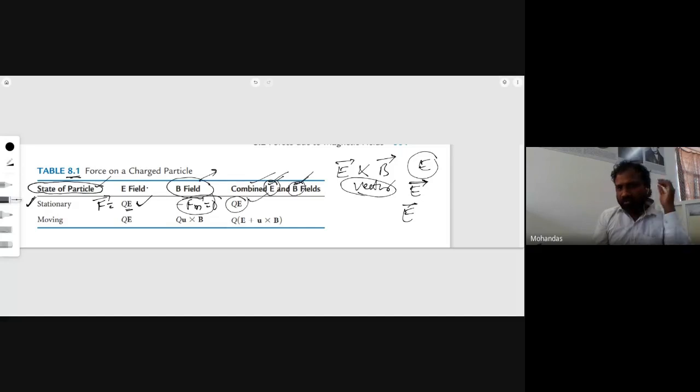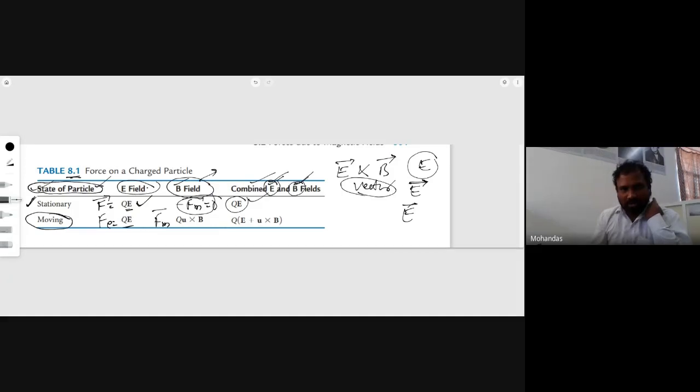So the combined force is equal to Q into E. Now what is the state of the particle? That is a moving charge. If the moving charge is placed in an electric field, what is the electric force? Q into E. And if the same moving charge is placed in the magnetic field, what will be the force?